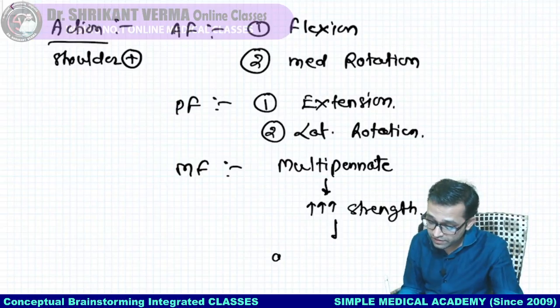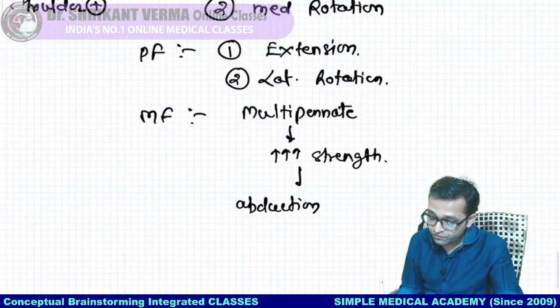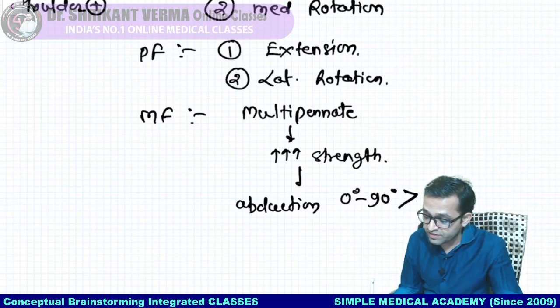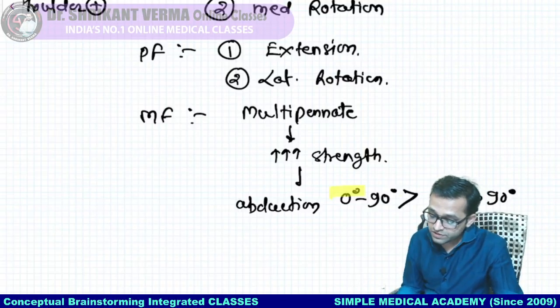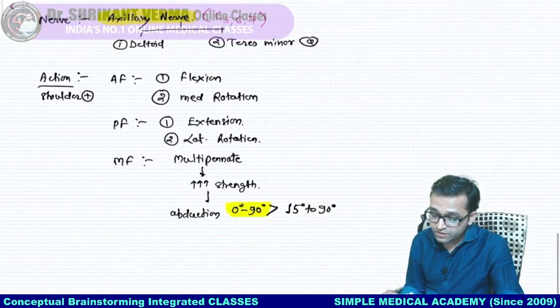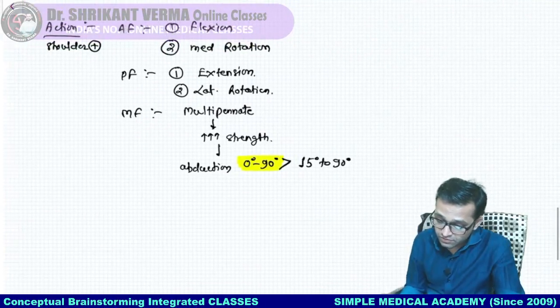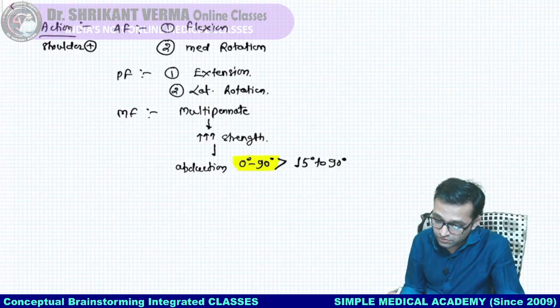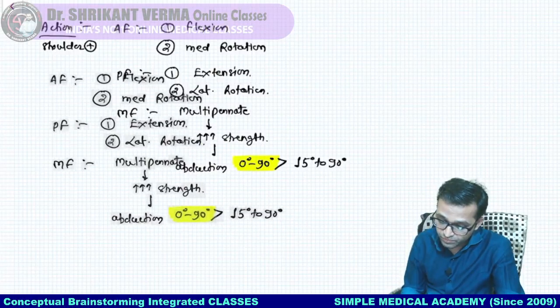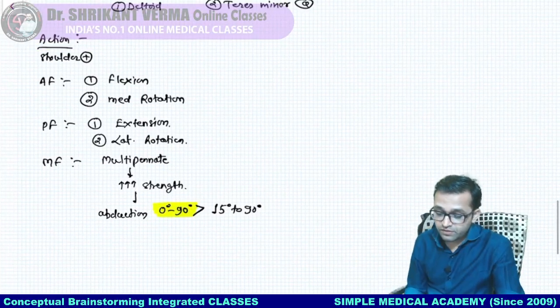Okay, so what is the action? Abduction of the arm from 0 degrees to 90 degrees. This is the better answer. Older books will say 15 degrees to 90 degrees, but go with this recent edition update. So these all are the actions. Fine, these are the different points which you have to remember.